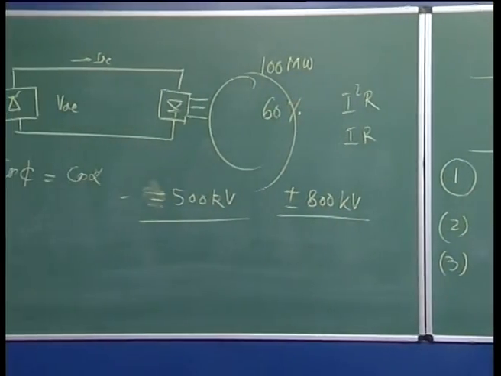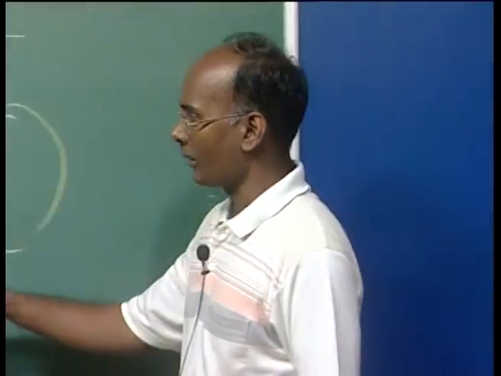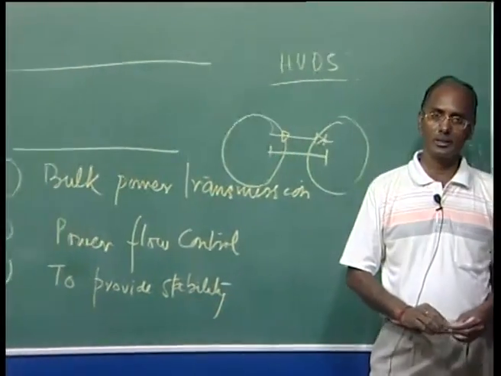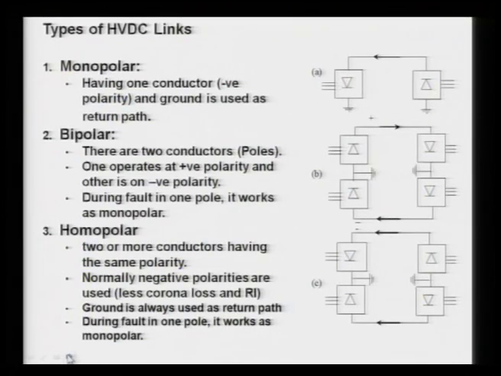So, to summarize today's lecture, we discussed the problems with the HVAC system. Then we saw the HVDC advantages, and also discussed some of the limitations of the HVDC system, and we found that if your purpose is bulk power transmission, power flow control, or providing stability to the AC system, then the HVDC system is the better option compared to the AC system. And we also saw that three types of links, bipolar, monopolar and homopolar, exist and are feasible, but the bipolar is the most common.